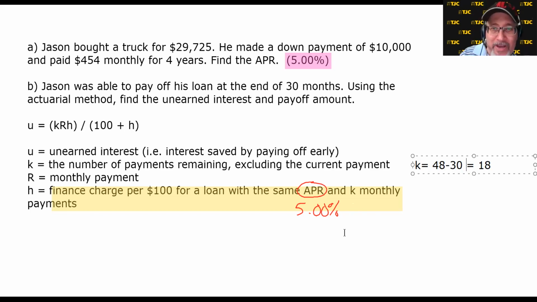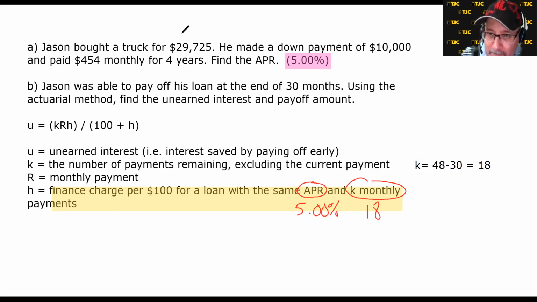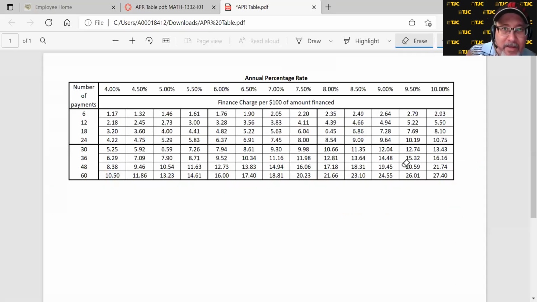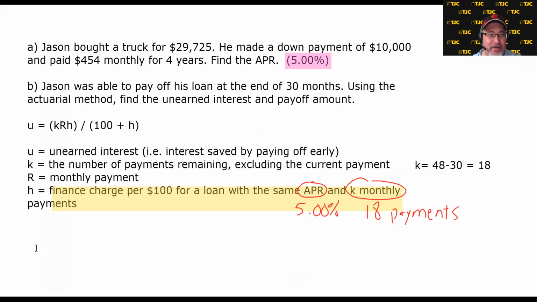That means that we need to go to the APR table, look up 18 payments, 5% APR. APR table, 18 payments, 5% APR. Those intersect at $4 per $100 of amount financed. That means that H is 4.00.